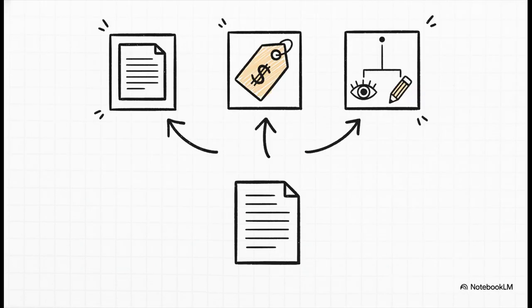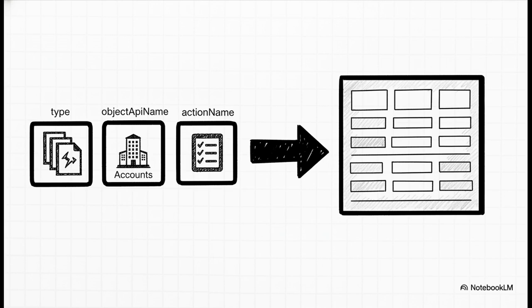Okay, let's look at the most common thing you're going to want to do, sending a user to a specific record page. It's so simple. You just call the navigate function, you set the type to standard__recordPage, pop in the record ID you want to go to, and then specify an action name like view or edit. And bam, that's it.